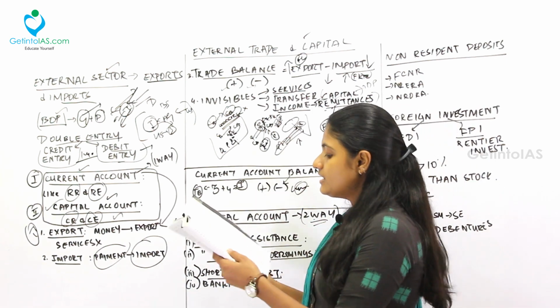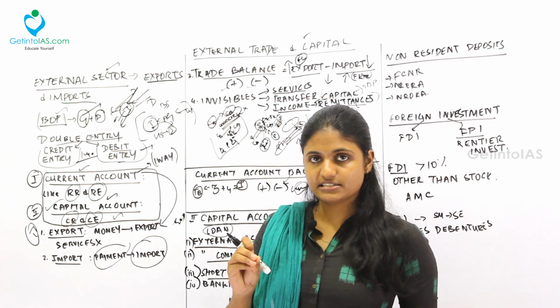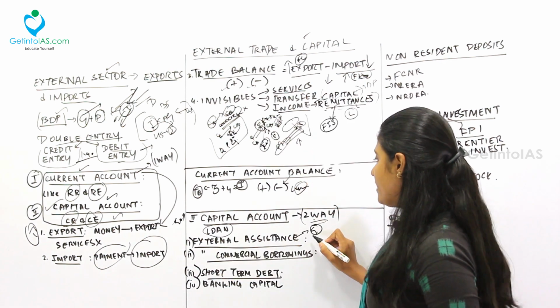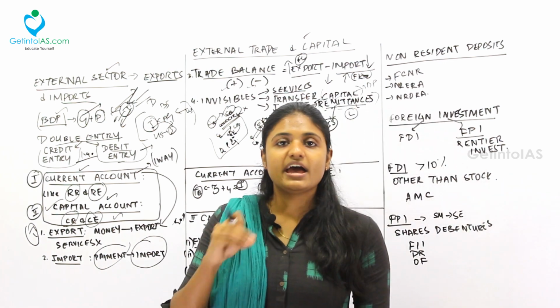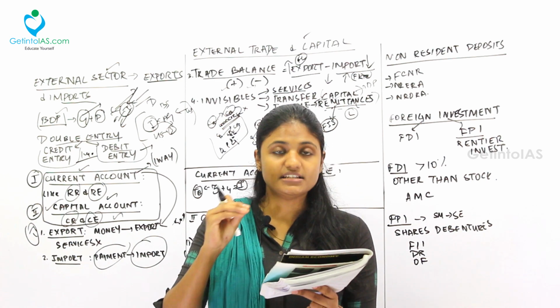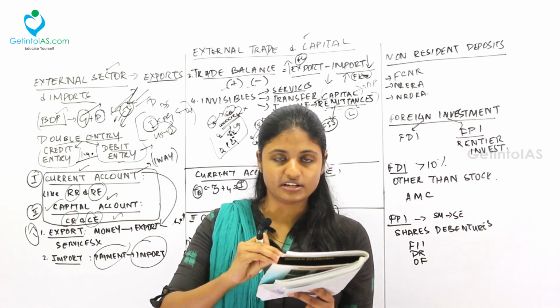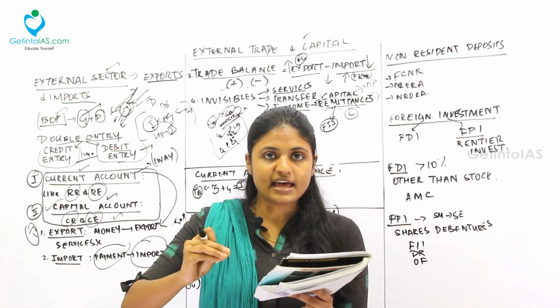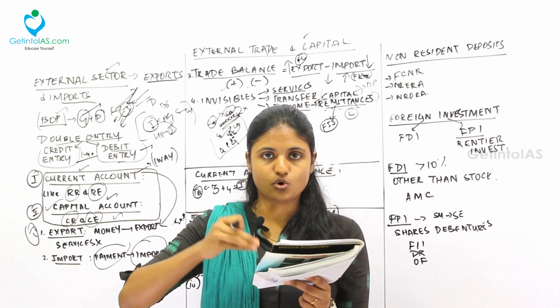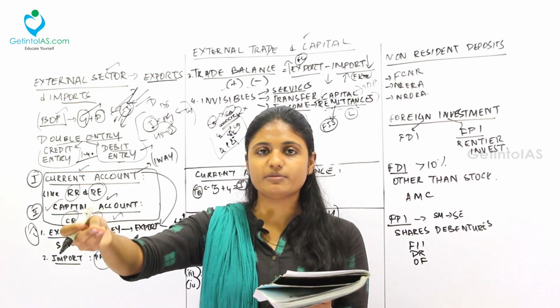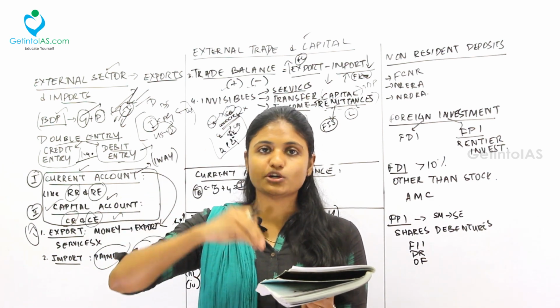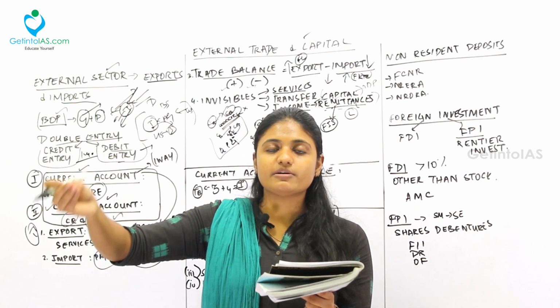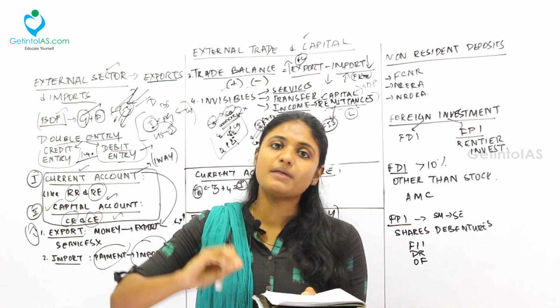First one is the external assistance. Under external assistance, only the government will play a role here. For example, external assistance means the transaction of official, that is the government, bilateral and multilateral loans. So country A borrowing from country B is a bilateral loan. Country A borrowing from the IMF or World Bank is a multilateral loan.